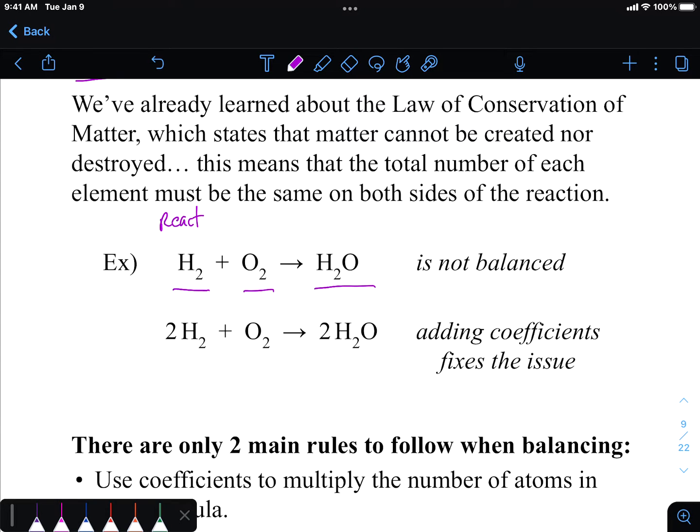Anything that you begin with, we refer to as reactants. And the reactants are always on the left side. Anything that is made, we refer to as the products. And the products are always going to be on the right side. Okay? So always, when we refer to reactants, you should know the reactants are on the left side of the arrow. The products are on the right side, okay?